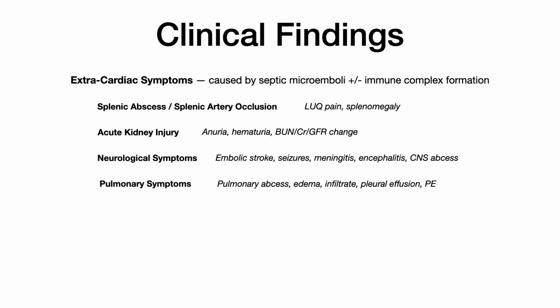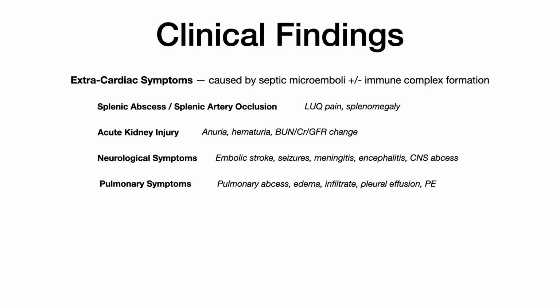They can cause that splenic artery occlusion. They can literally form a splenic abscess. So on your exam, be on the lookout for left upper quadrant pain or splenomegaly. Likewise, it can go to the vasculature of the kidney. It can cause an acute kidney injury. So look for anuria, hematuria, changes in BUN, creatinine, GFR.